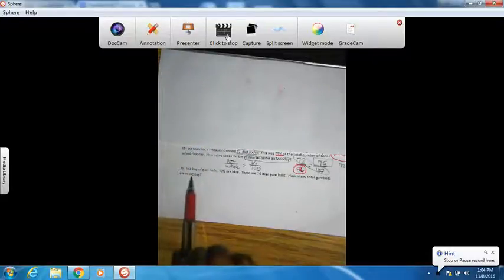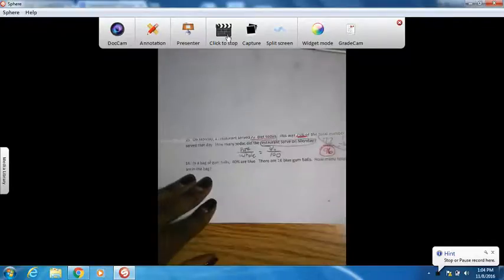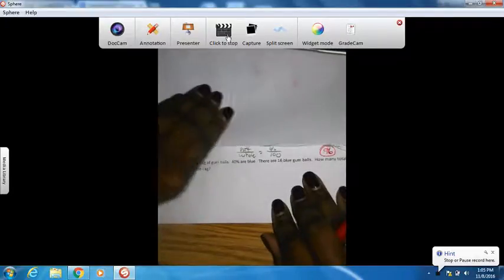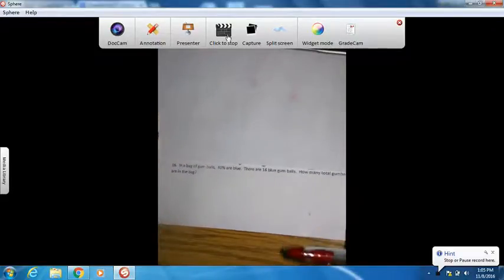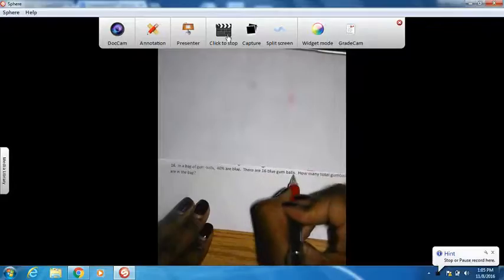Let's look at number 16. Let's see if I can get closer. I can't fit everything. All right. I'm going to zoom out and cover this up so we're not distracted. Okay. In a bag of gumballs, 40% are blue. There are 16 blue gumballs. How many total gumballs are in the bag?